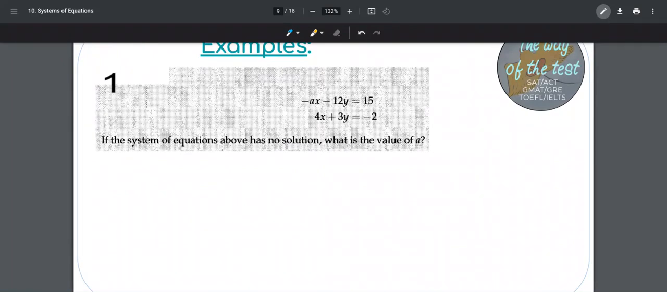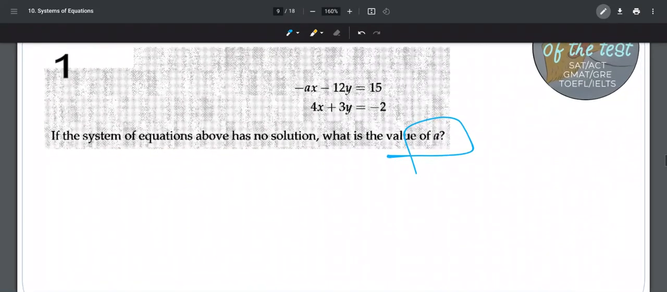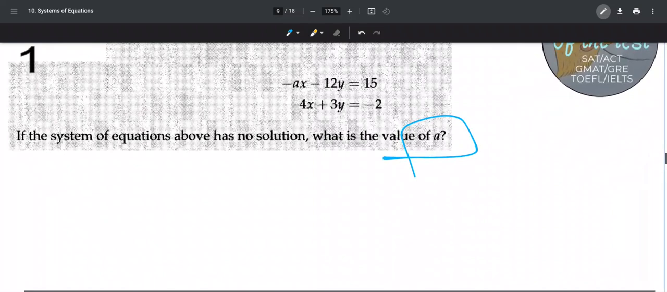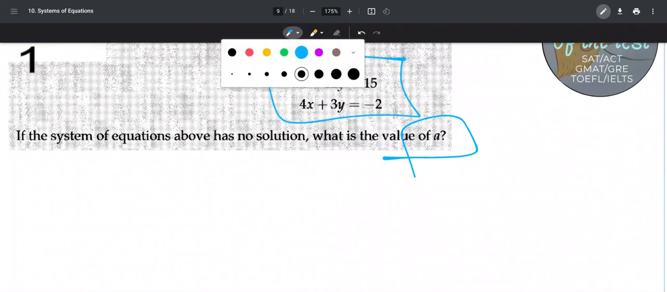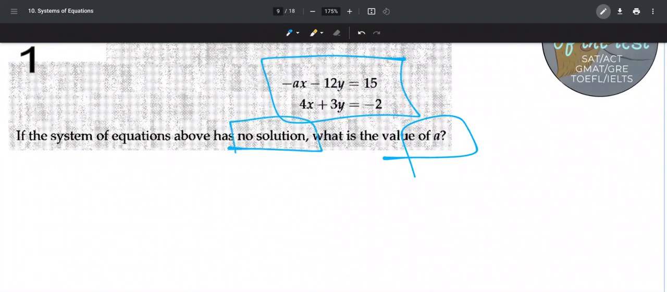Okay, here they're asking us for a. They're not asking us for x. They're not asking us for y. They're asking us for a. So one thing that we're going to do is we're going to see that this is a system of equations, but we're going to read the question, because the question tells us that it has no solution, which means they're giving us extra information. They're not just leaving a system of equations for us to solve. They're giving us theoretical information.